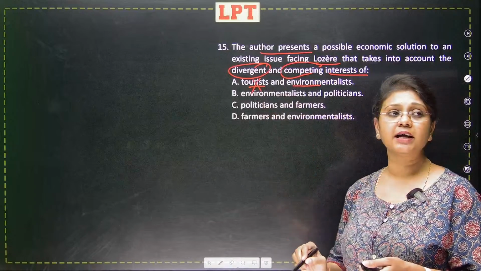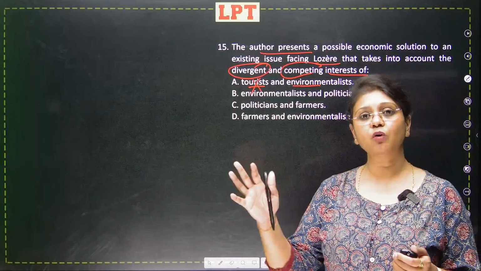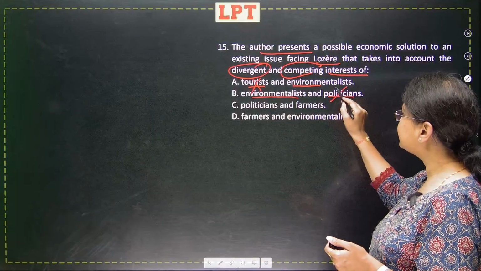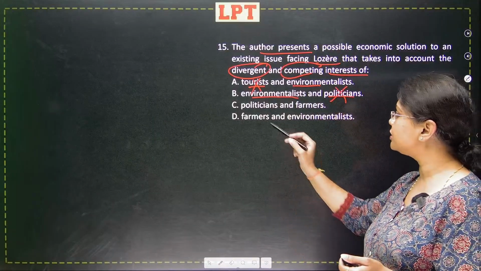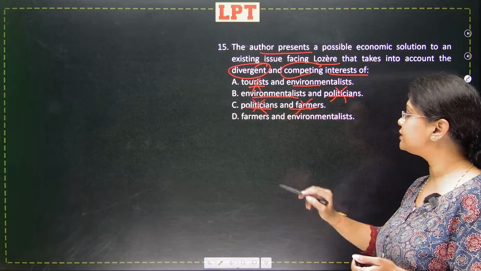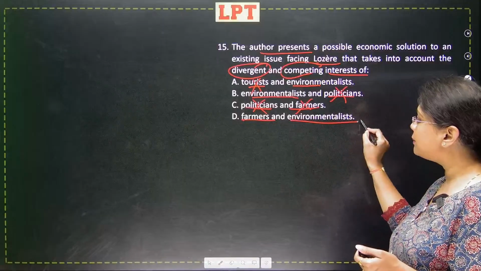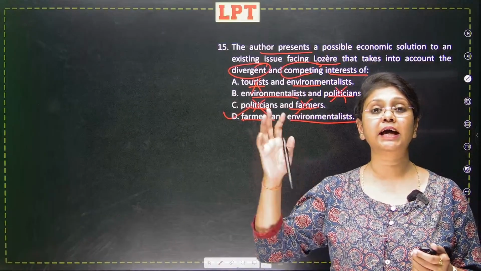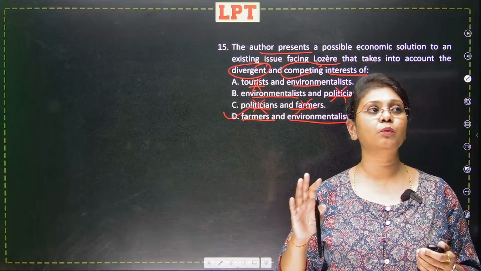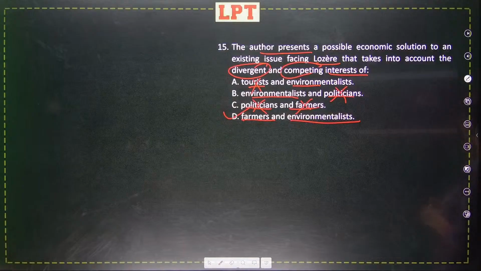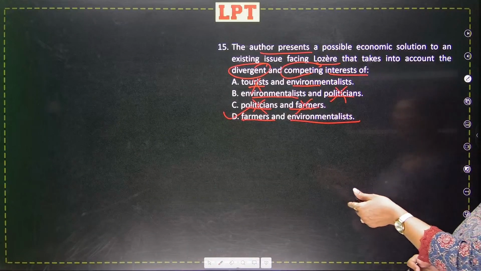Tourists are not the answer, guys, because they have not been putting their stakes here. It is not environmentalists and politicians. Politicians have not been mentioned. Politicians and farmers, even this is not the correct answer. You have farmers and environmentalists, which is option number D. So there is a conflicting interest between the environmentalists and the farmers. Right, let's go to the last question for the day.